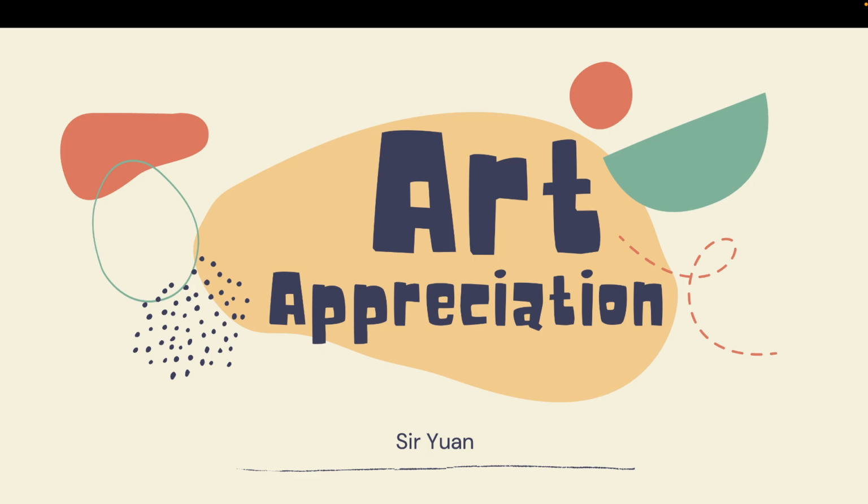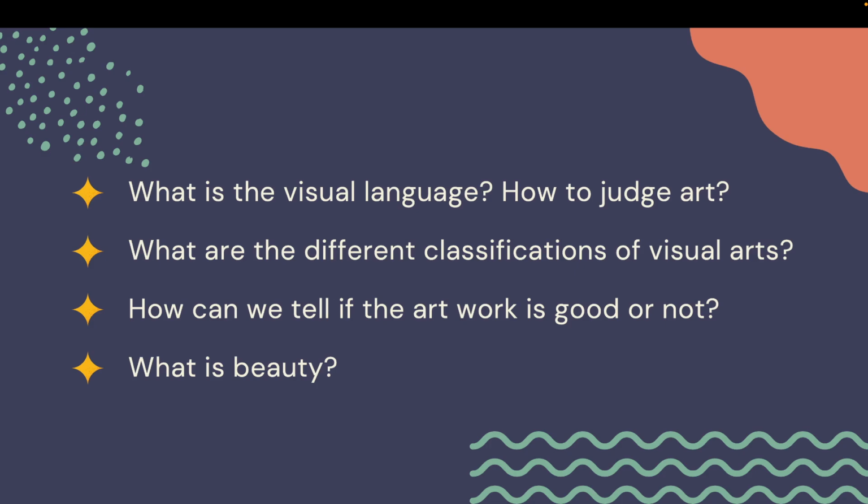Welcome to the first video lesson for art appreciation, where we'll be talking about visual arts. For this lesson, we'll be talking about four things. Number one, what is the visual language? How to judge an art piece or an artwork? What are the classifications of visual arts? How can we tell if the artwork or art piece is good or not? And what is beauty, right?